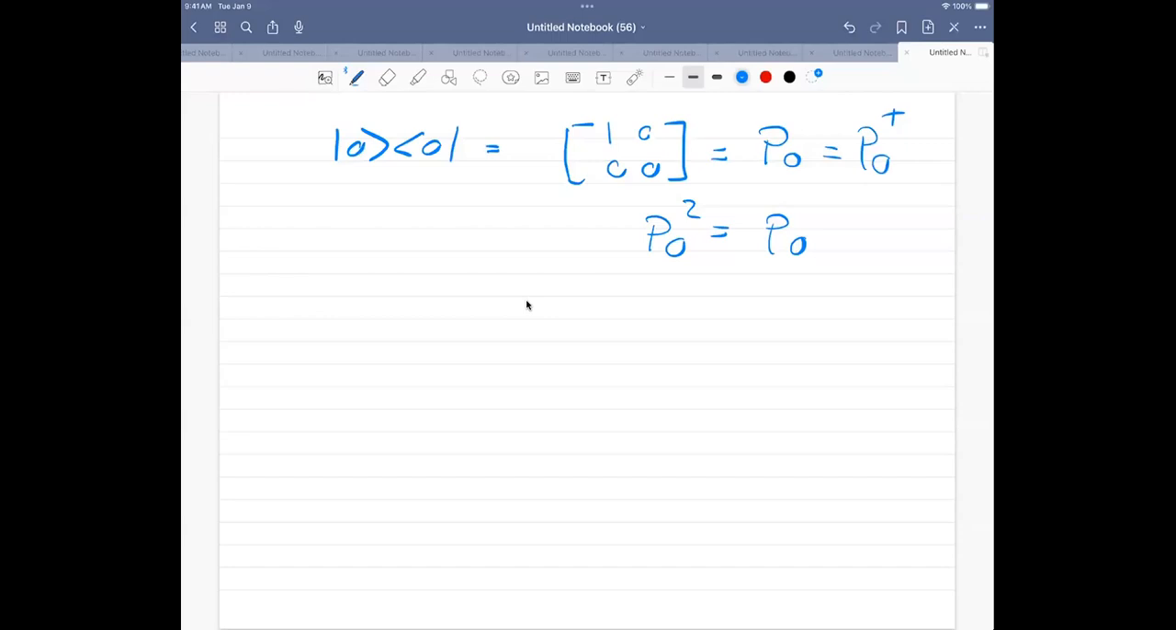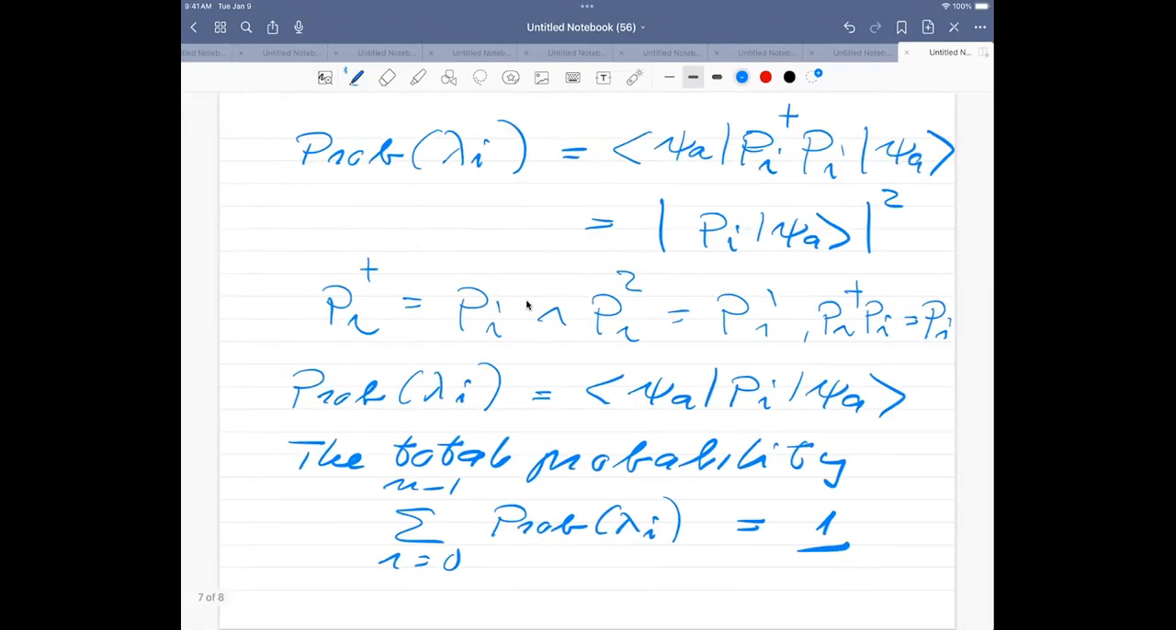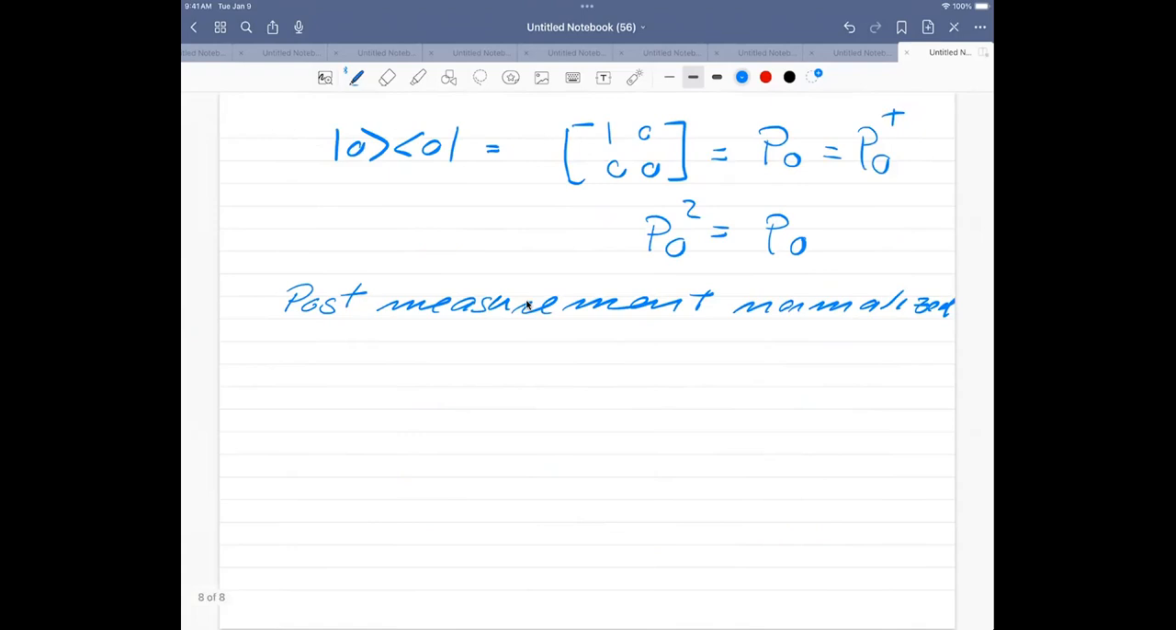Okay? So if you now look at some further technicality, if you take a post measurement, so let me just write this down here, post measurement of a normalized pure quantum state, the post measurement normalized. So the post-measurement normalized pure quantum state.